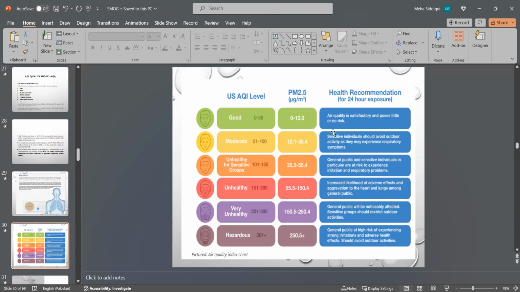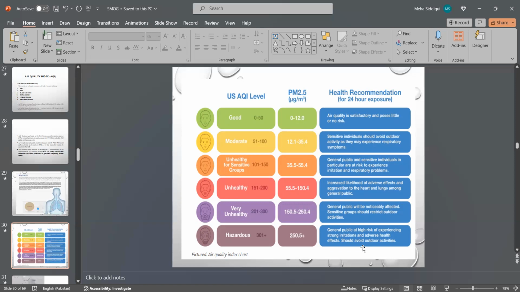If the air quality index is good, then air quality is satisfactory and poses little or no risk. If it is moderate, sensitive individuals should avoid outdoor activity as they may experience respiratory symptoms. For unhealthy for sensitive groups, the general public and sensitive individuals in particular are at risk of experiencing irritation and respiratory problems. If the air quality index is unhealthy, there is an increased likelihood of adverse effects and aggravation to the health and lungs among the general public. And at AQI level 201 to 300, that is very unhealthy.